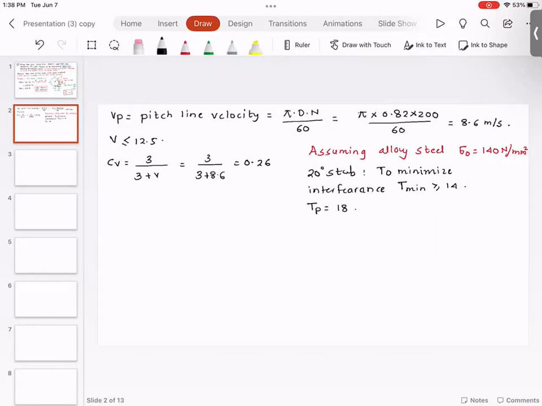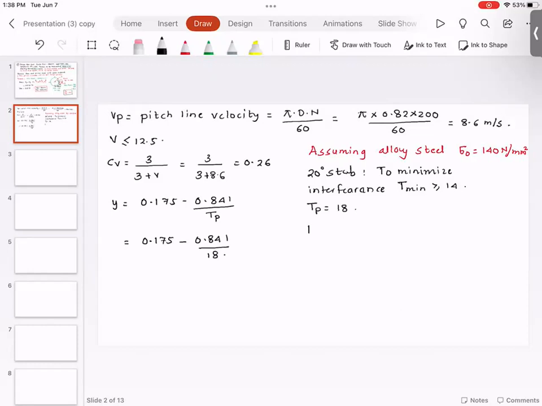Now with that, I can find out the value of Lewis's form factor. For that, you have to use the equation given in the textbook or in the design data book. So you will substitute 0.175 minus 0.841 divided by 18. Now, a word of caution.